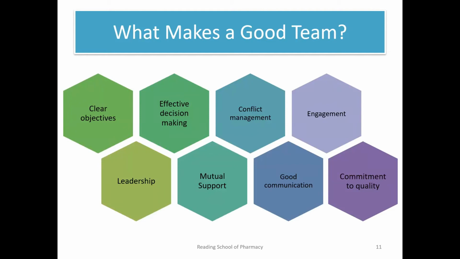So what makes a good team? We've got some elements up here to consider. Clear objectives, effective decision making, conflict management, that's really important. Being able to diffuse any situations if they arise, but then also be preemptive. So being aware of what could lead to conflict and building something in place to avoid that in the first place. Engagement is important as well. Good leadership, mutual support, good communication, as I've already mentioned, and commitment to quality.